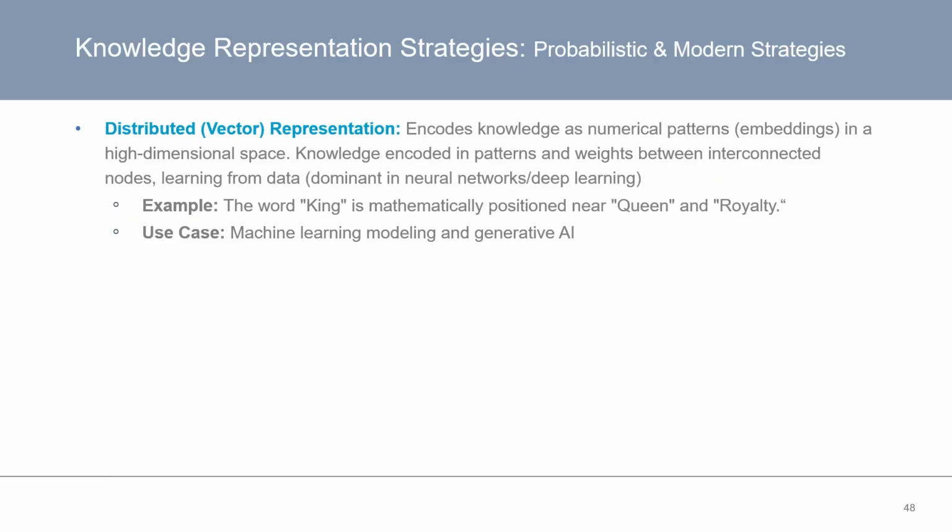10th, we have distributed vector representations, which encode knowledge as numerical patterns or embeddings in a high-dimensional space. One way they do this is encode knowledge as patterns and weights between interconnected nodes while learning from data. This approach is dominant, for example, in neural networks and deep learning. An example of this representation is that the word king may be mathematically positioned near the words queen and royalty in a problem space. Use cases here include machine learning, modeling, and generative AI.